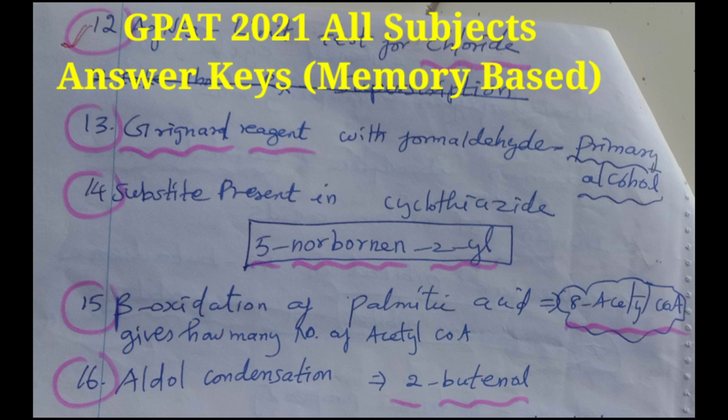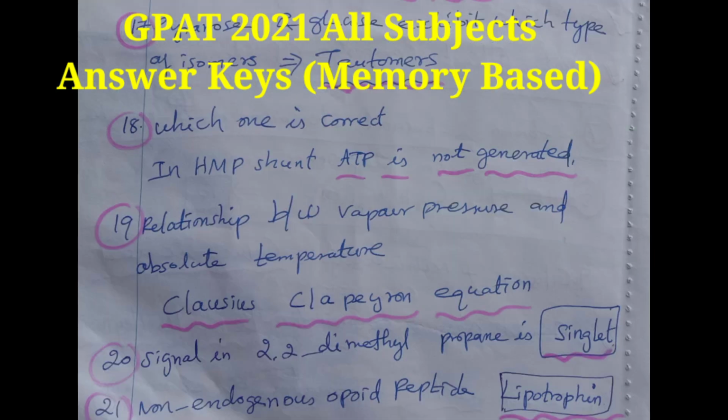Then substituent present in cyclothiazide is 5-norbornene-2-yl. Next, beta oxidation of palmitic acid gives how many number of acetyl-CoA? The answer is 8 number of acetyl-CoA. Next, aldol condensation, that is related to 2-butanol. The next question is, pyranose and glucose exhibit which type of isomers? That is tautomers. Sometimes the answer may be stereoisomers also.